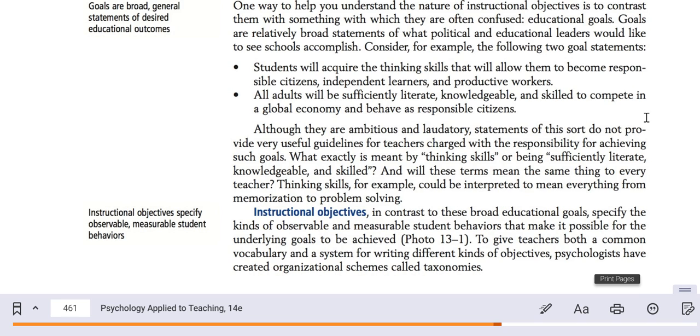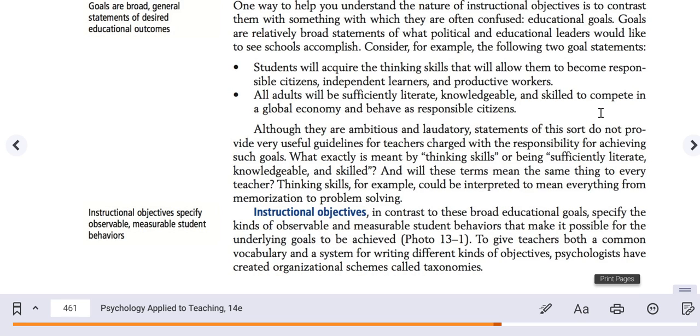Although they are ambitious and laudatory, statements of this sort do not provide very useful guidelines for teachers charged with the responsibility for achieving such goals. What exactly is meant by thinking skills or being sufficiently literate, knowledgeable, and skilled? And will these terms mean the same thing to every teacher? Thinking skills, for example, could be interpreted to mean everything from memorization to problem solving.